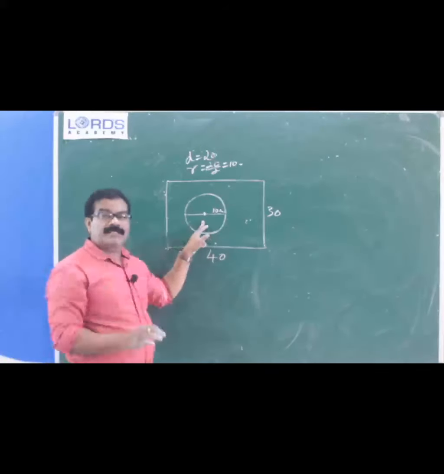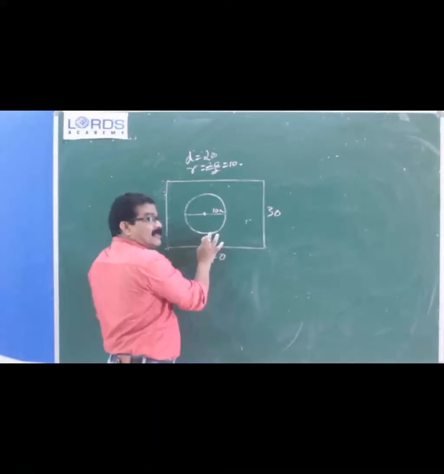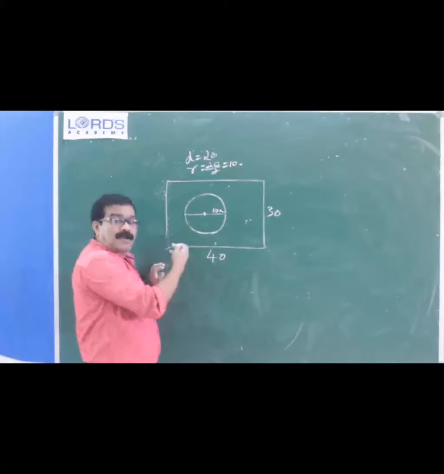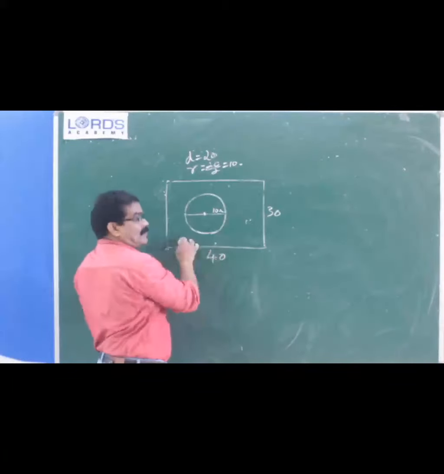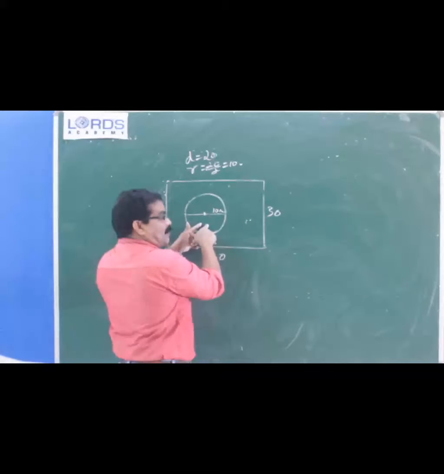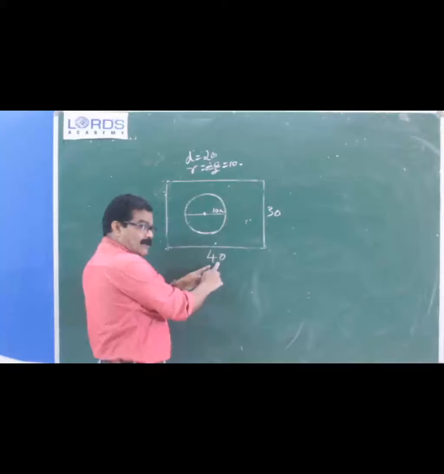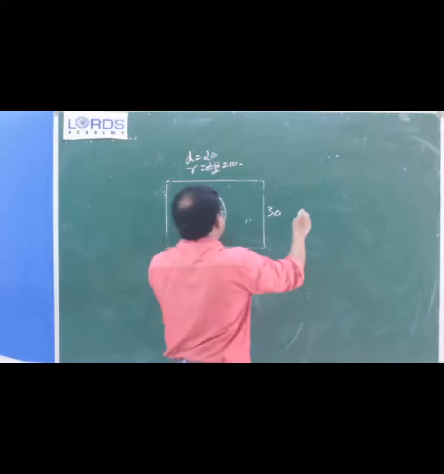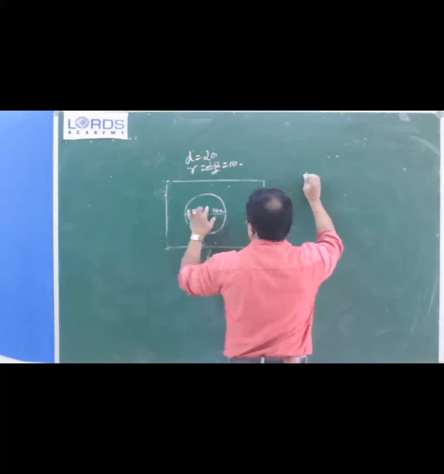Means you have to study that the number of favorable cases means the area of this circle. Okay, area of this circle. Total possible outcome means the area of this rectangle, the bigger one, inside which this circle is. Therefore, the number of favorable cases means the area of the circle.